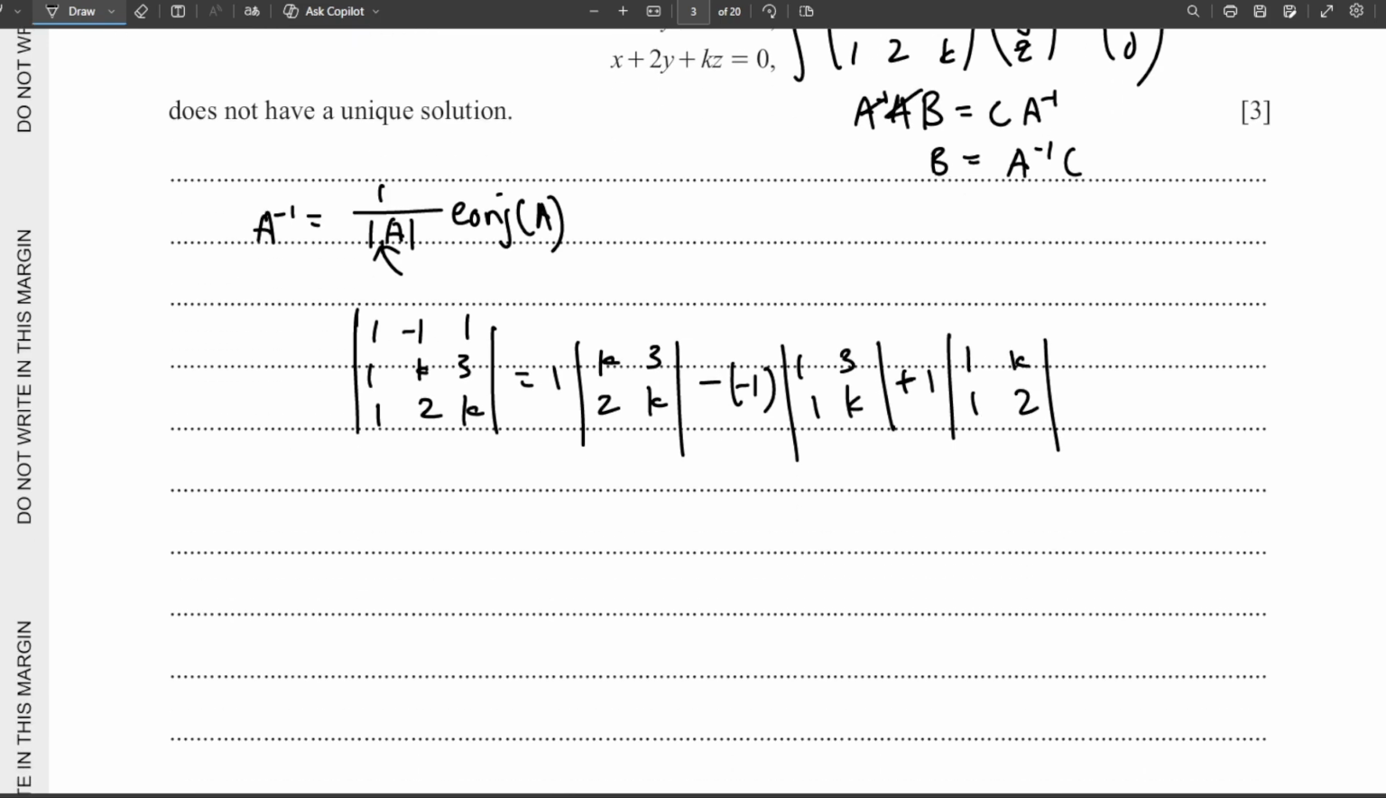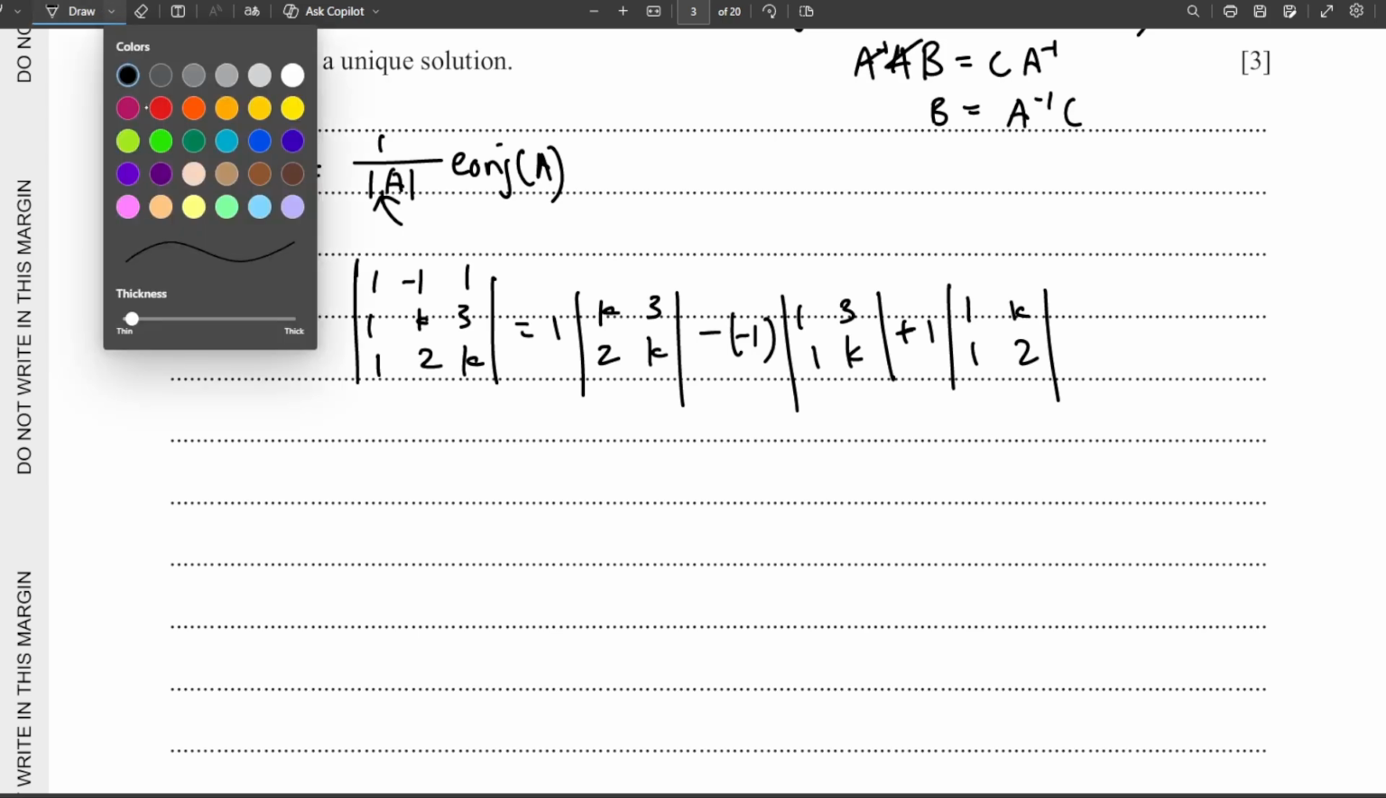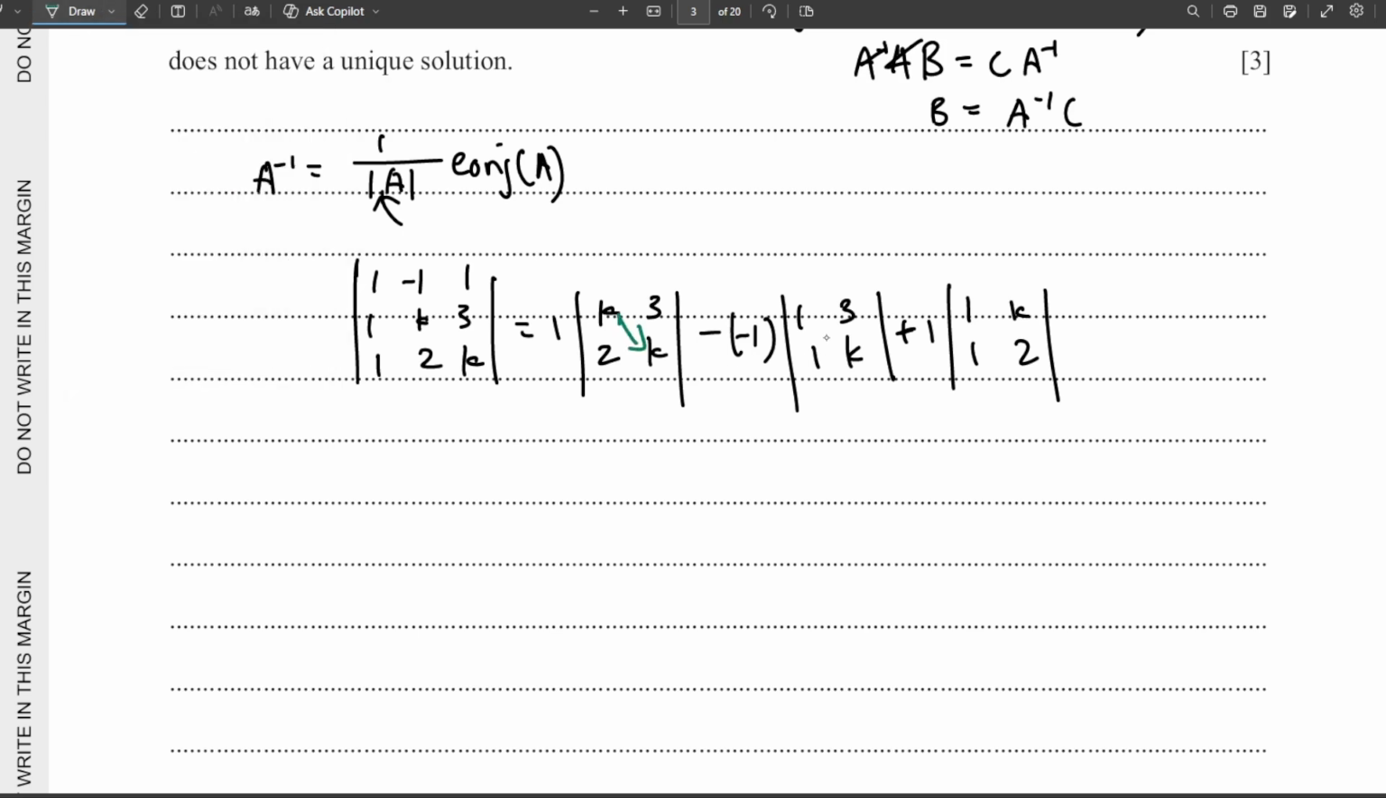For each determinant, we do a cross multiplication. Downwards is positive and outwards is negative. Then I can equate this to 0, since that is the condition that makes this not have a unique solution. So we have k squared minus 6, plus k minus 3, plus 2 minus k. The k and k cancel. We have k squared equals 7, and therefore k can be plus or minus the square root of 7.